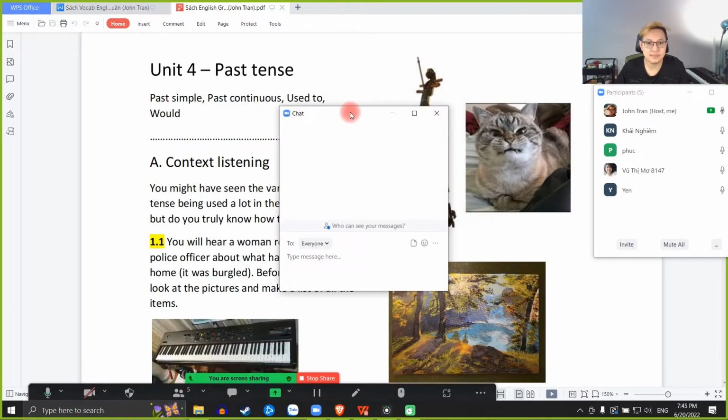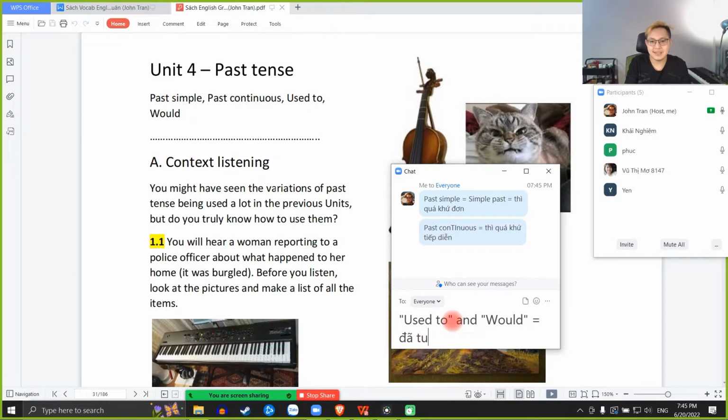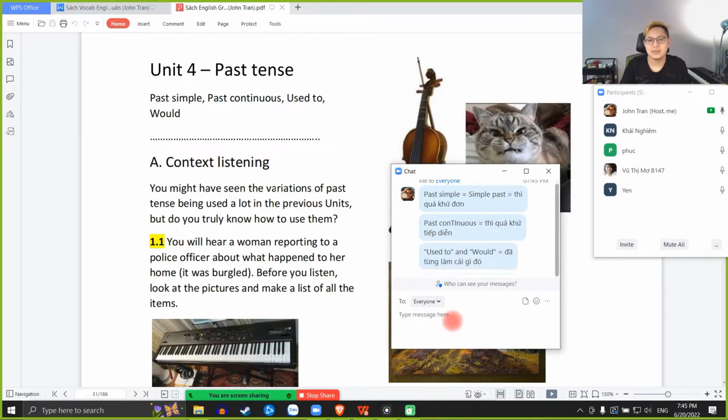Okay, class, today we will do past simple, past continuous, past simple. Let's start with past simple, or we can say simple past as well. Thì quá khứ đơn. We have past continuous, thì quá khứ tiếp diễn. We have used to and would. Cấu trúc có used to và would: đã từng làm cái gì đó. Used to do something. Would do something.